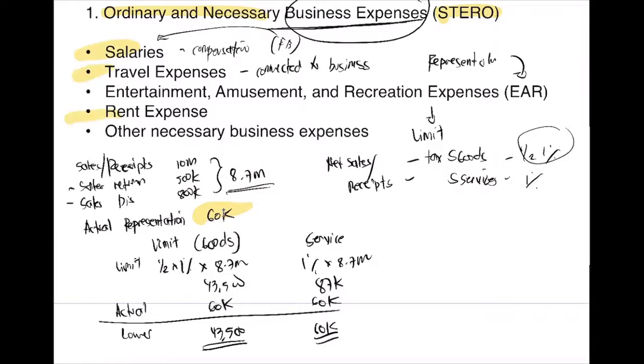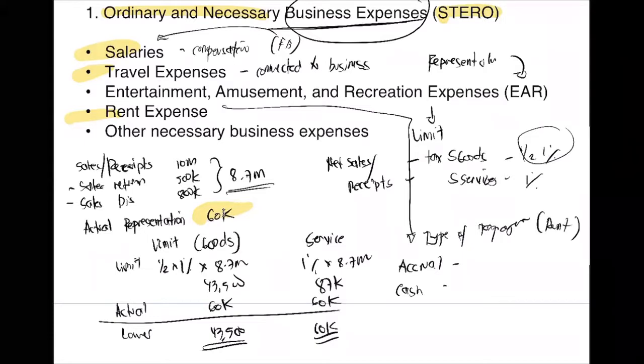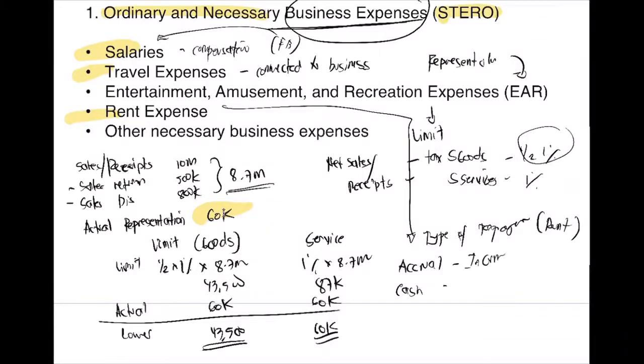But for rent expense, you just need to determine the type of taxpayer, whether it uses accrual basis or cash basis. So what is the amount of your rent expense depending on the taxpayer? If the taxpayer uses accrual basis, this is the amount incurred, regardless of when paid. If the taxpayer is using cash basis, the amount of payments for the rent is the amount of our rent expense.